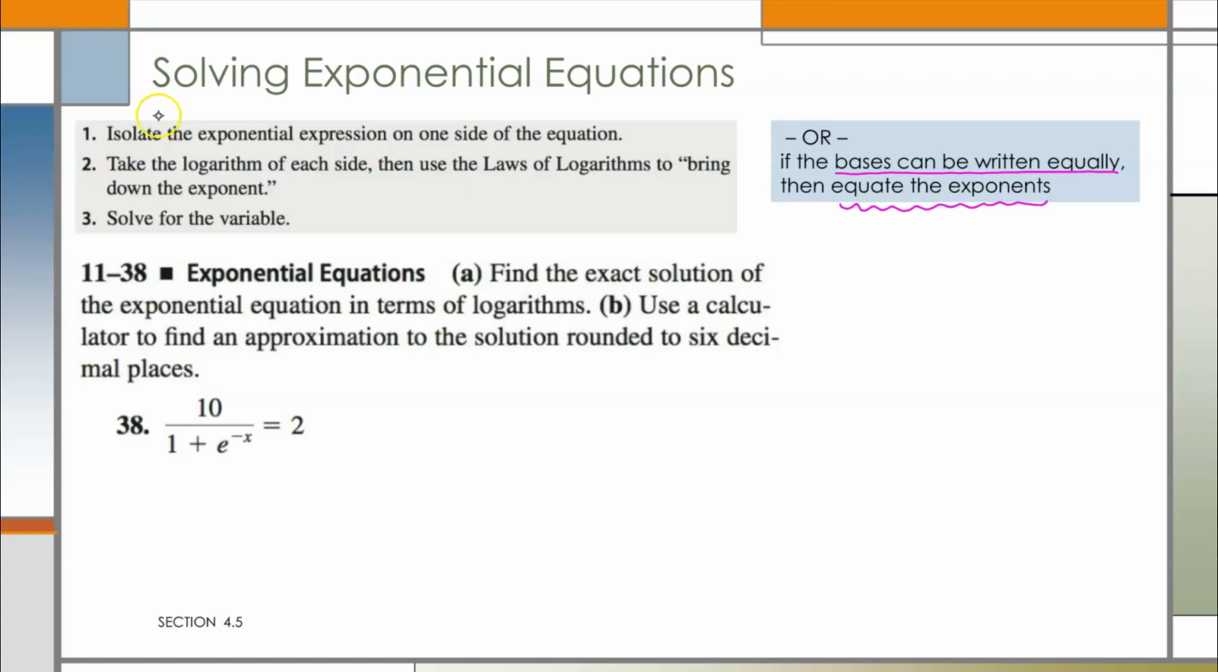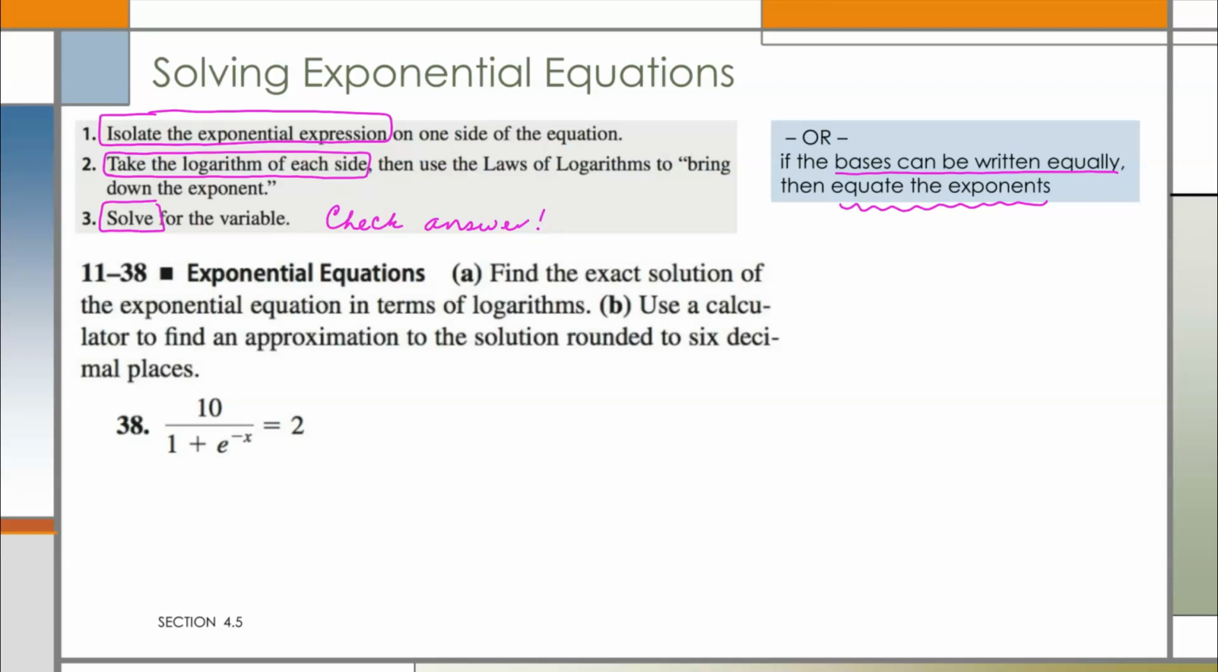When we cannot do that, then we use our other method, which is to isolate the exponential expression, take the log of each side. Remember, we're taking the log of each side because a logarithm is what undoes an exponential. Then we're ready to solve for our variable, and we can check our answer. You can always check an answer whenever you're working with an equation.